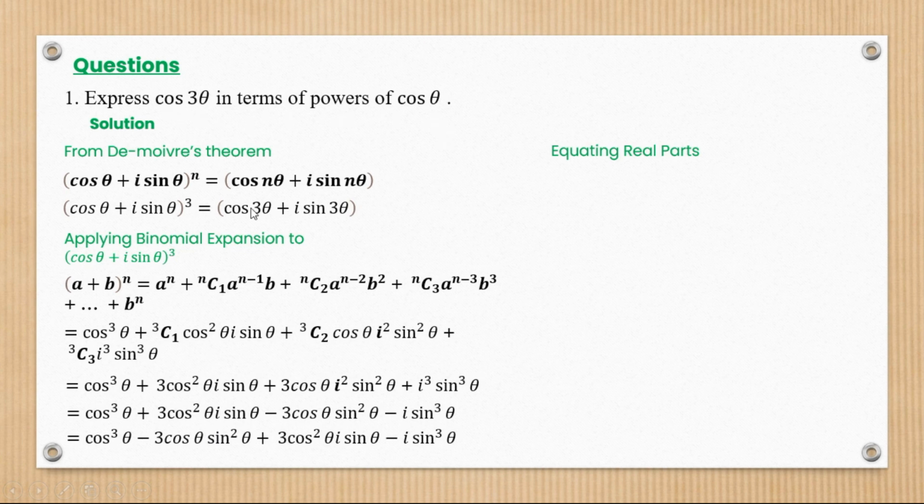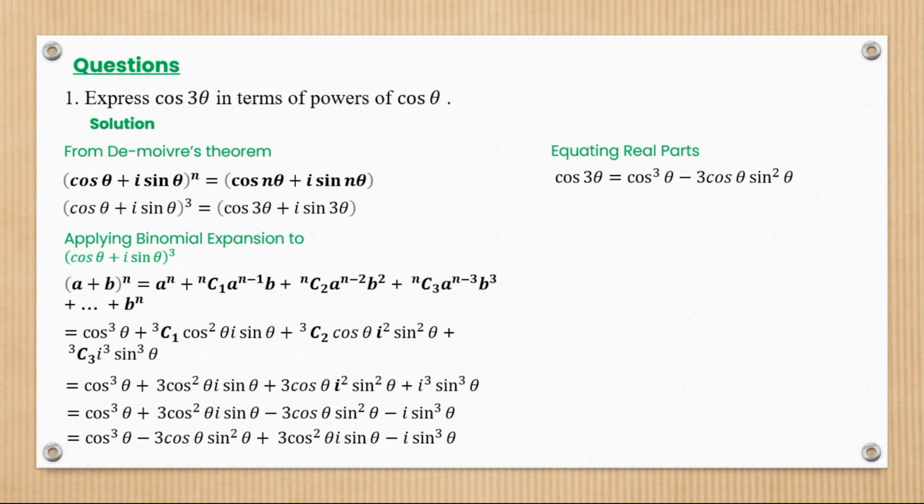So now we're going to focus on where we have cos 3 theta. Now, in case the question had asked us to express sine 3 theta in terms of cos theta, we could have equated the imaginary part. So we would have focused on this because this is where we would have gotten the sine 3 theta. But because the question is focused on cos 3 theta, we focus on equating the real parts and not the imaginary parts. So when you equate the real parts, this is what we see.